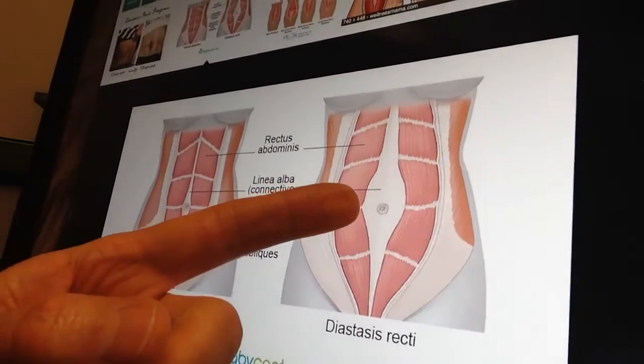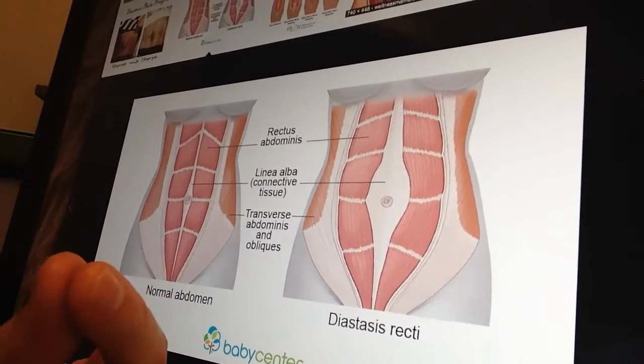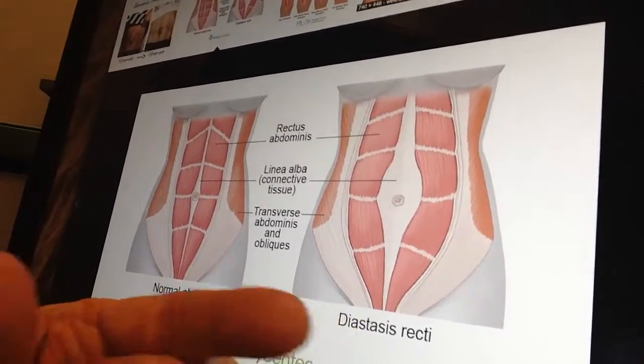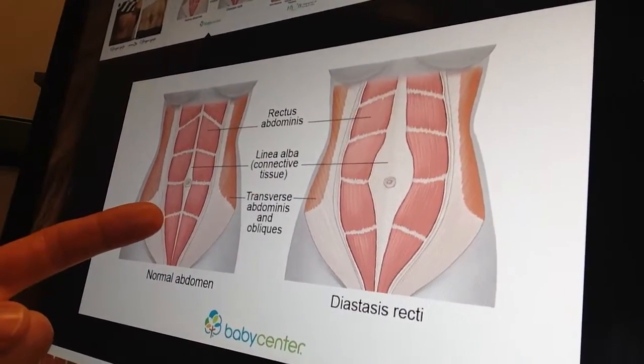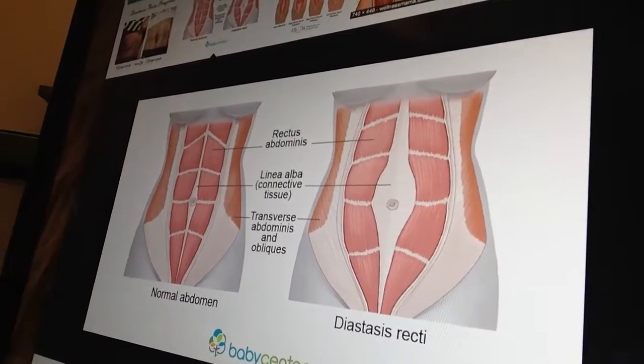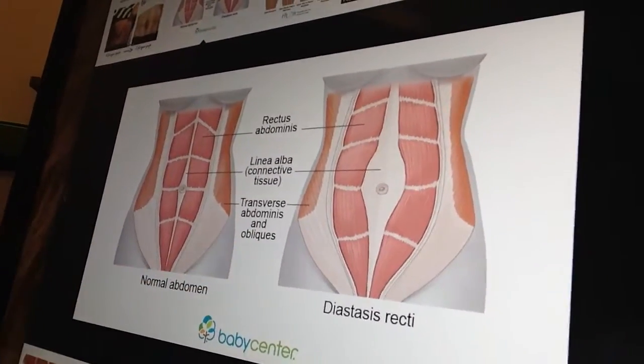Then the muscle fibers start to shorten, what we call the sarcomeres. They start to shorten again. Instead of being stretched out and long, they'll shorten again, and you'll start to come back to retaining a proper abdominal wall with proper functioning. Yeah? So that's what a diastasis recti looks like.